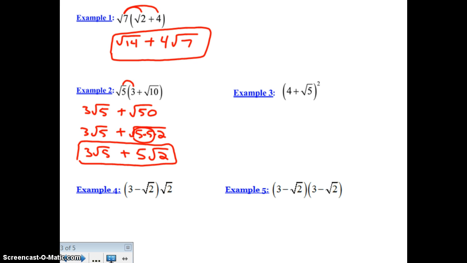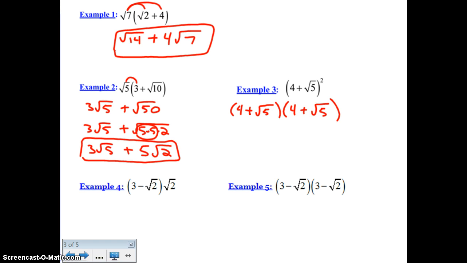In example number 3, we have 4 plus the square root of 5 squared. So let's write that as a binomial times a binomial. Go ahead and FOIL that, and then come back and check your answer. There's your first step. Now simplify that. Combine your like terms, and you should have 21 plus 8 radical 5.